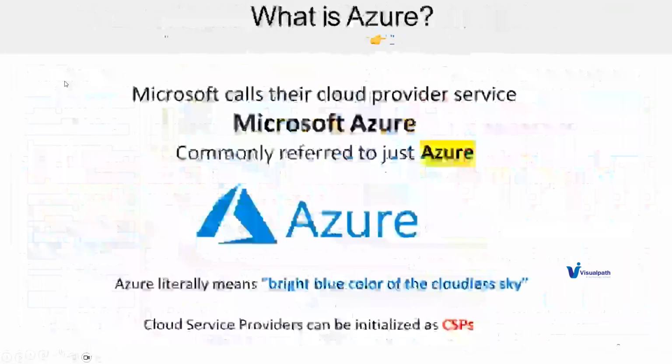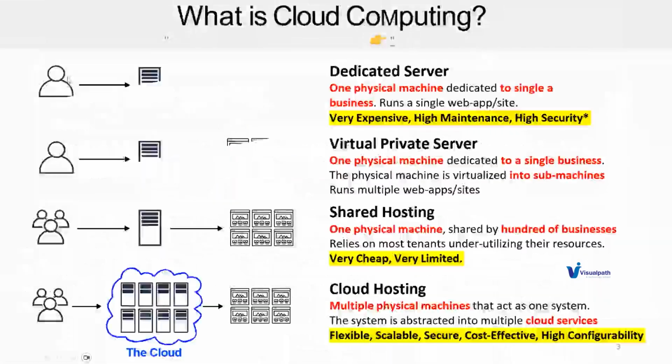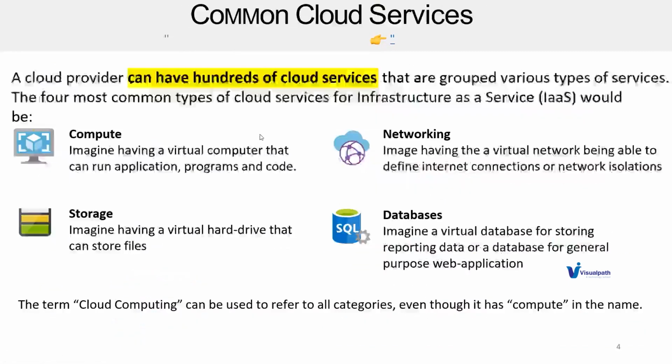See here, we started with all these things. We started with this cloud computing, whatever you are having here, as well as the virtual machine, the virtual private server, shared hosting, and then what are the major services that we are talking about? The compute, the storage, the networking, the database, and the security. These are all the major services that we are going to have here.